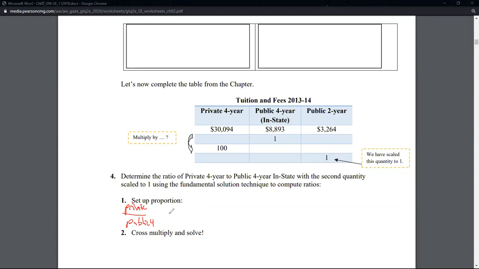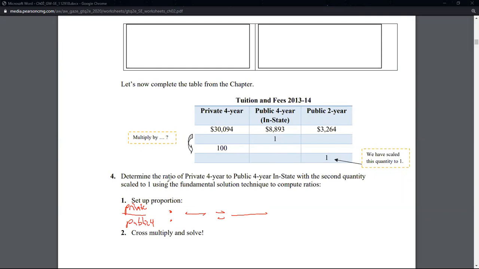So when I set up a fraction, I'm going to make sure I do the private school number on top of the public school number. So we're going to go one fraction equal to another fraction. And we're going private over public. And then they say to scale the second quantity to 1.